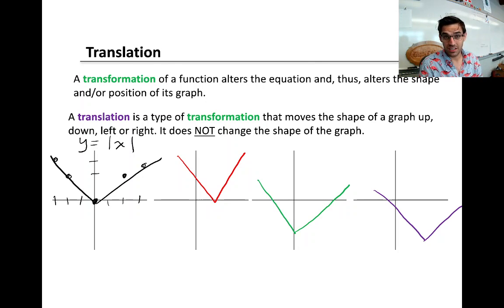Now, a translation is a specific type of transformation. It moves the graph up, down, left, or right, but does not change the actual shape itself. So if we have in black the parent function, absolute value of x, we can move it to the right, like you see in red, down, like you see in green, or right and down, like you see in purple. To do all those things without changing the shape would be a translation.